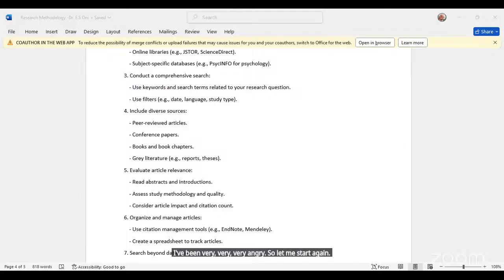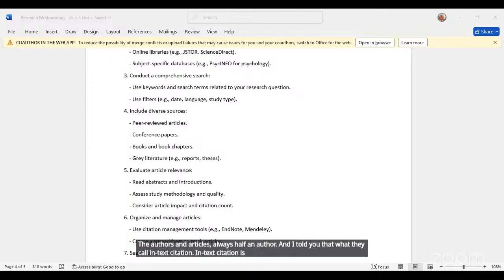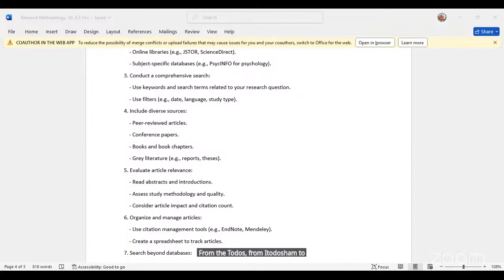Look, an article always has an author. I told you about in-text citation. In-text citations are those citations from the introduction to chapter 3 or chapter 4, as the case may be. If it's more than 2 authors, we shorten it by what? Et al. and the year. But the et al. must be italicized in in-text citation.